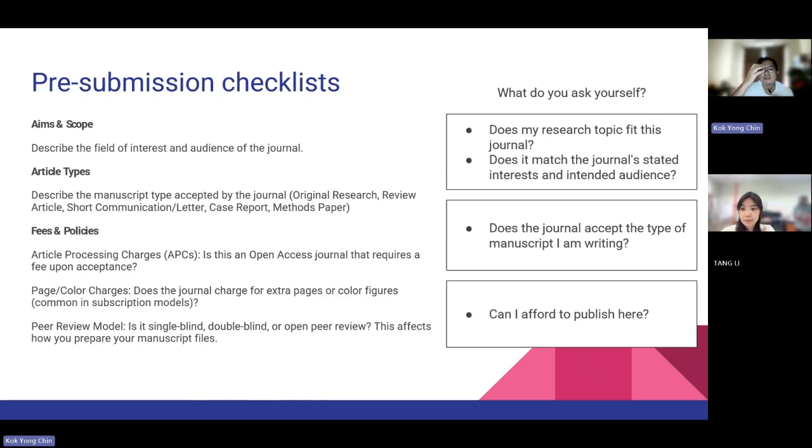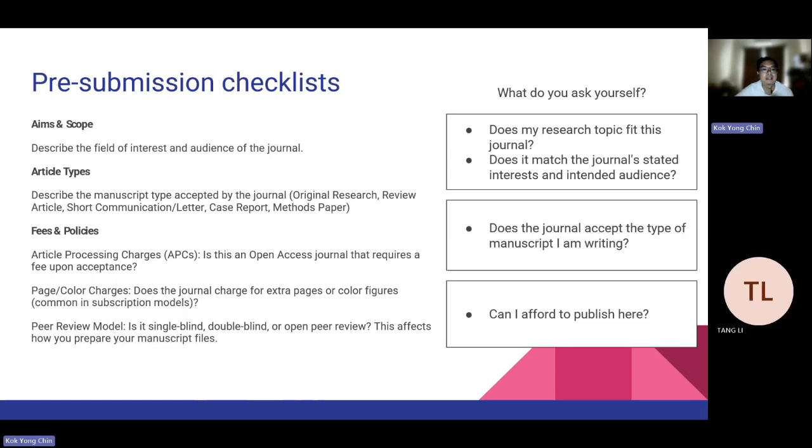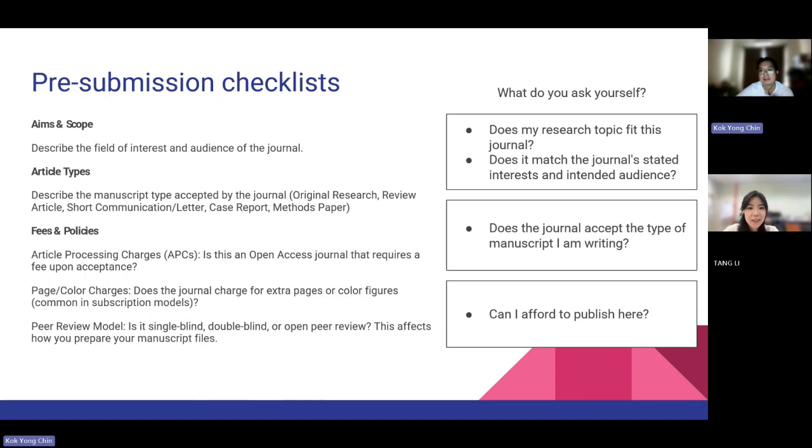If it is single blinded, usually you are not required to prepare a separate title page. However, when it is a double blinded submission, then you need to prepare a separate title page, to be submitted separately to the journal. So these are very important considerations when you're reading your instructions for authors. It affects your decision whether your manuscript fits the journal, whether you can pay for publication here, and also how you are going to prepare your file.